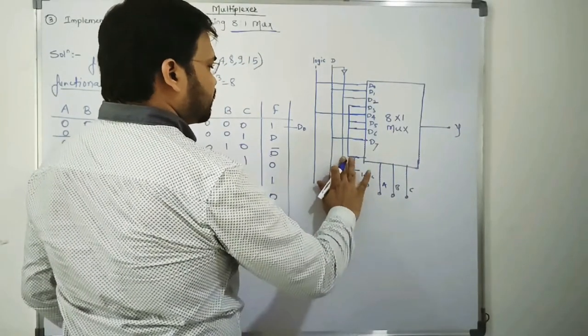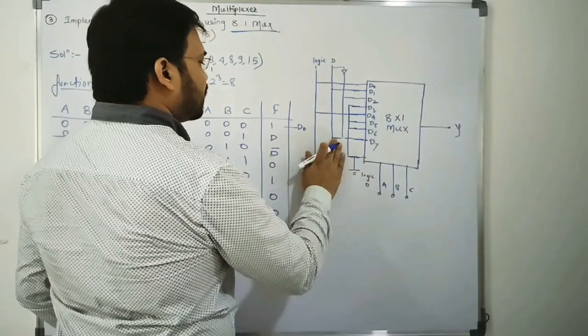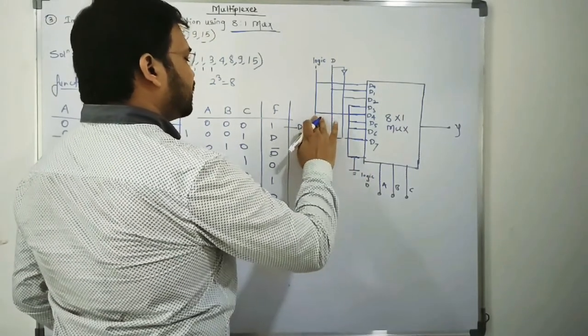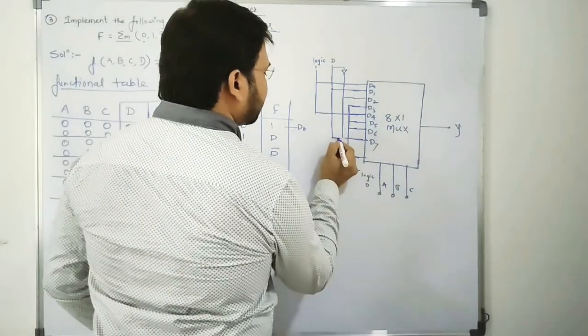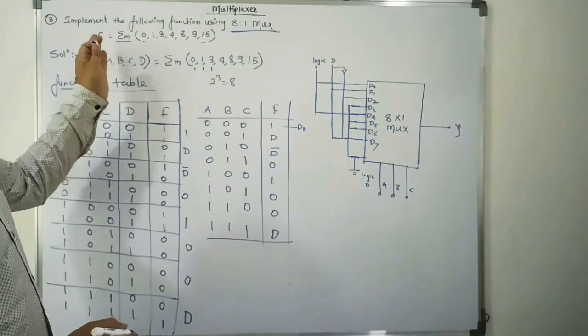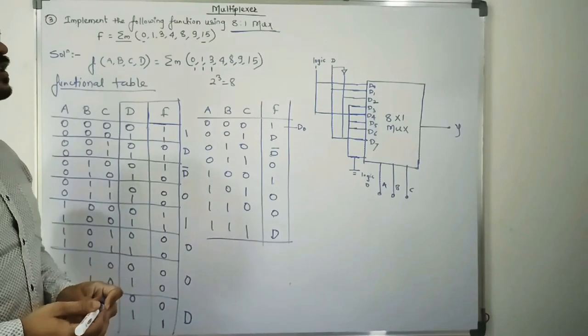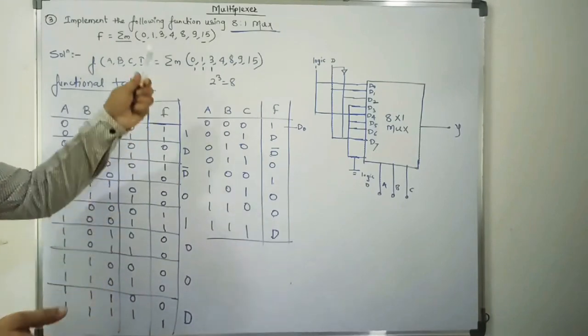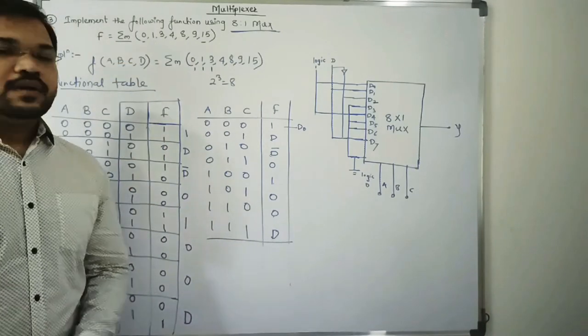Okay, so in this way you have to draw the functional diagram for this 8:1 mux. This implements the following function using 8:1 mux, if they are given for 16 also. Thank you.